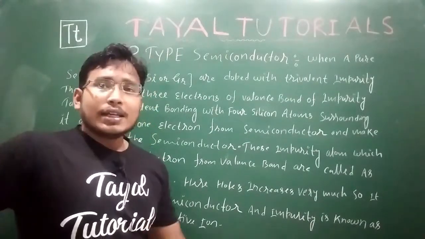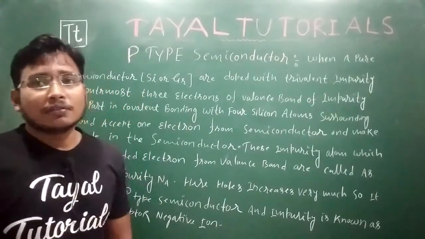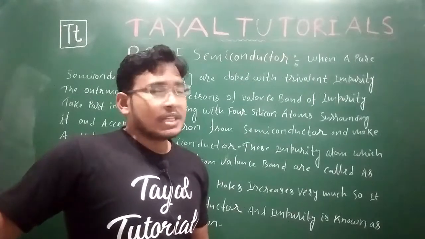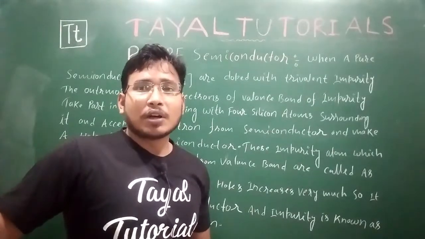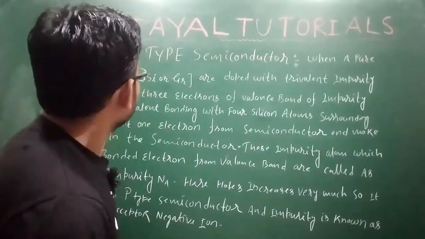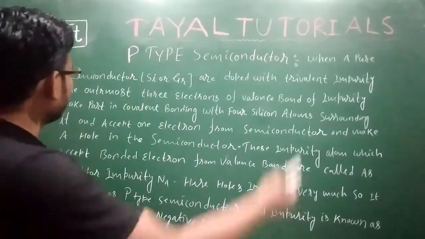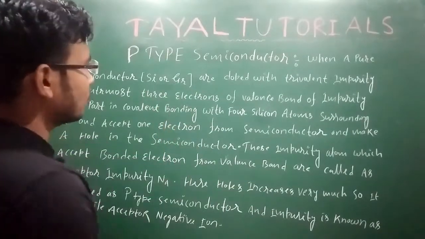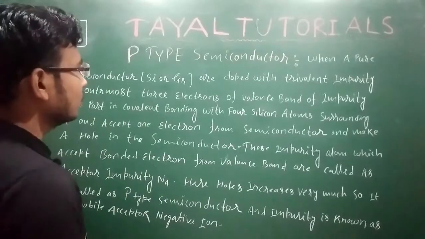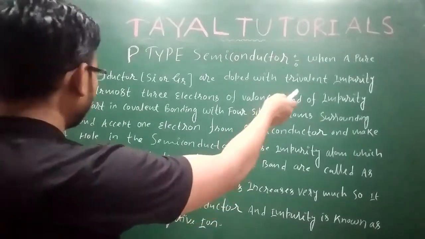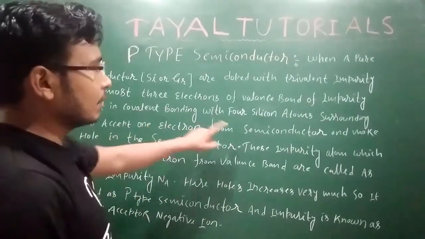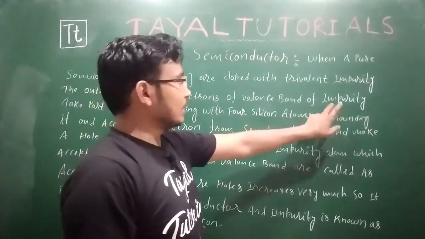Okay, so in case of your N type of semiconductor we add the pentavalent impurity, and here for p type of semiconductor we will add the trivalent impurity. See, in a p type semiconductor, when a pure semiconductor, silicon or germanium, is doped with the trivalent impurity, the outermost 3 electrons of the valence band of the impurity take part in the covalent bonding. We will see this statement when we draw the structure.